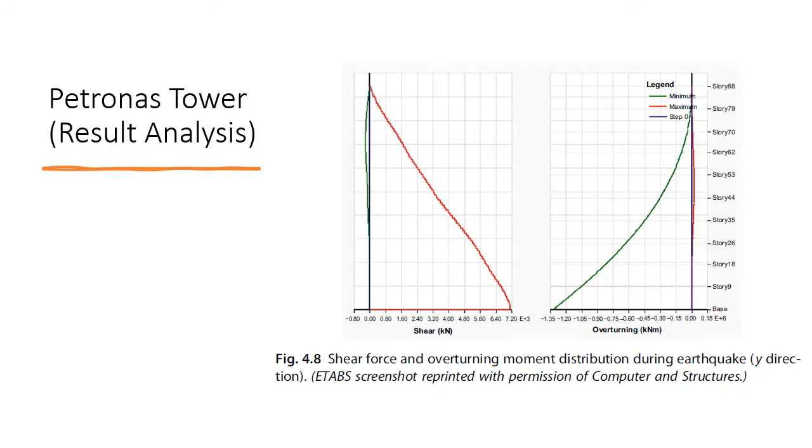In their analysis, in figure 4.8, shear force and overturning moment distribution during earthquake. In the analysis, we observed that the lower portion of the building has experienced max shear and overturning moment, in which the building is responding as a vertical cantilever, as desired by the designer.